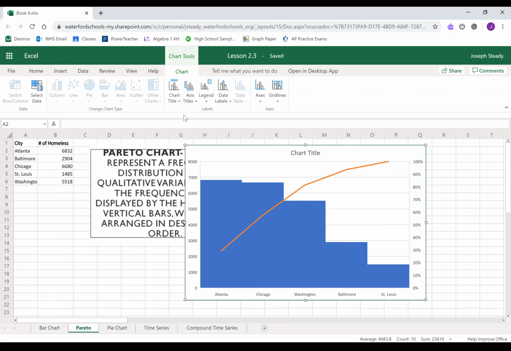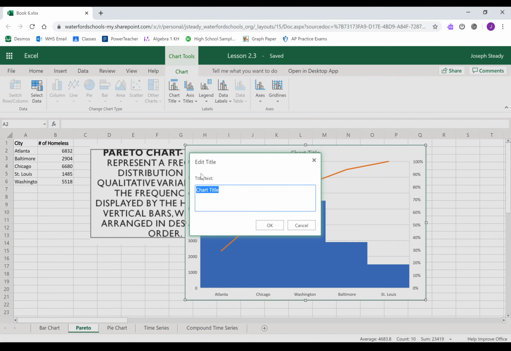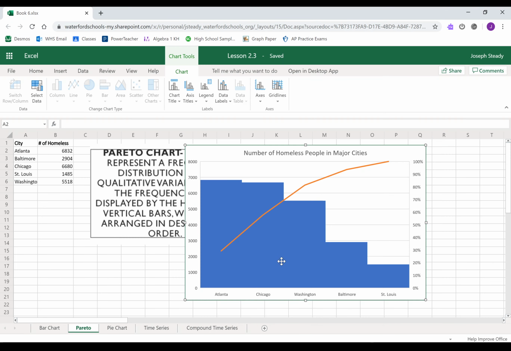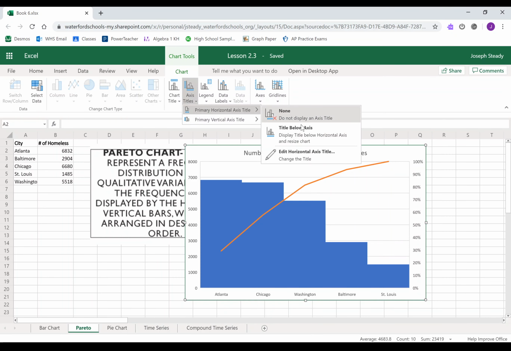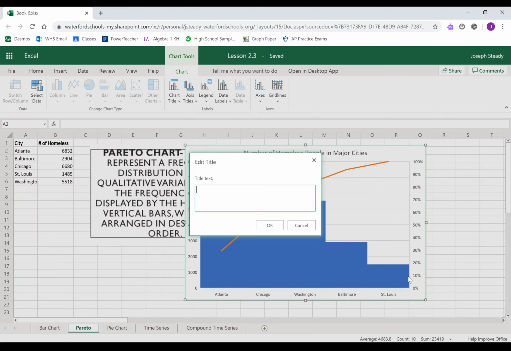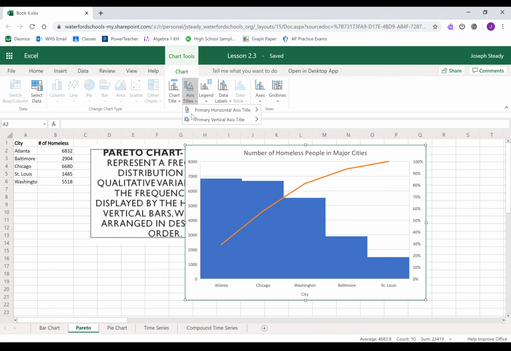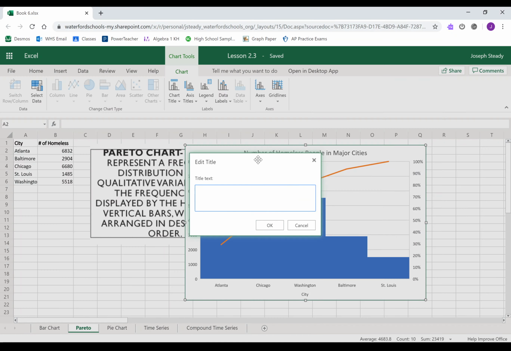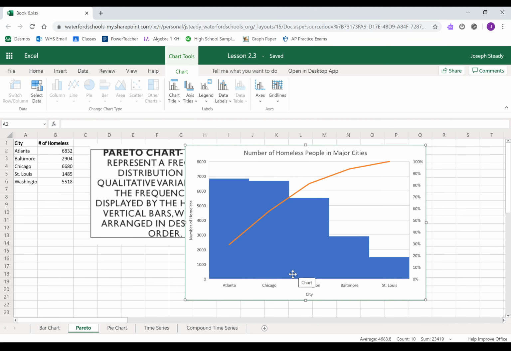Now for the rest of this, we just have to do our usual, which is adding on our titles. So our chart title here is number of homeless people in major cities, we'll say. And then we have to add in our axis labels. So our horizontal is the city, and our vertical label is the number of homeless. Okay, and there is our Pareto chart made.